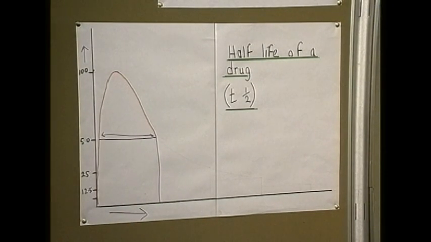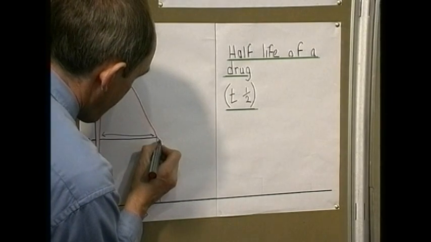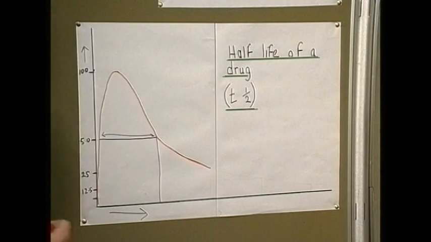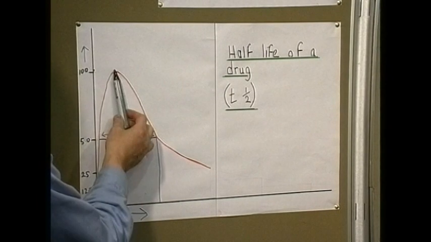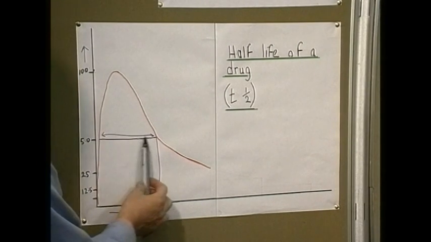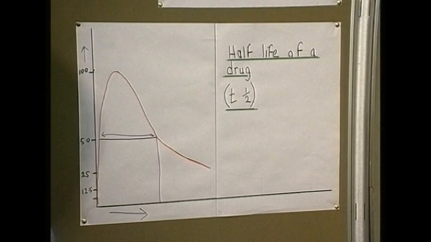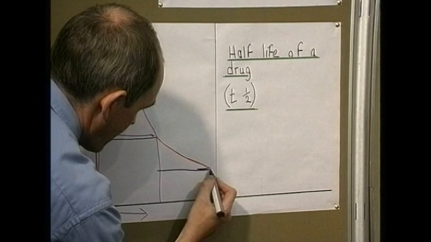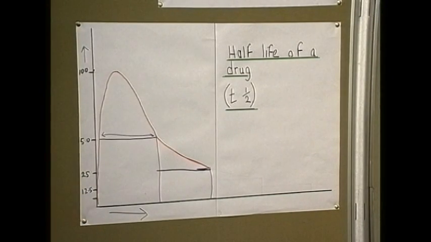So to eliminate the next half, to get down to only 25 units left, is going to take the same amount of time again. It's going to take the half-life again. So it took that amount of time to get from 100 to 50, and to halve the amount of drug that's in the blood again will take that amount of time again. So if the half-life is an hour, it takes another hour to get down to 25% of the original highest concentration, that is 50% of that concentration.